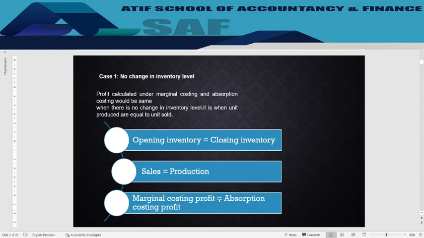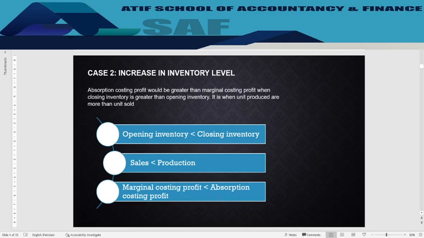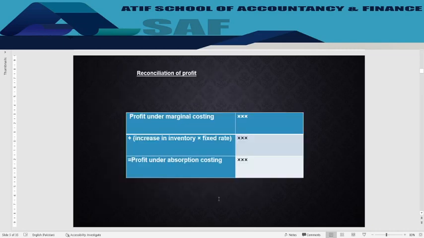Second case is increase in inventory level. If the closing inventory is greater than opening inventory, or production is greater than sales, then profit calculated under absorption costing technique is greater than profit calculated under marginal costing technique. In such a situation, for reconciliation, profit under marginal costing is added up with the increase in inventory and fixed rate product, and we will get the profit under absorption costing.